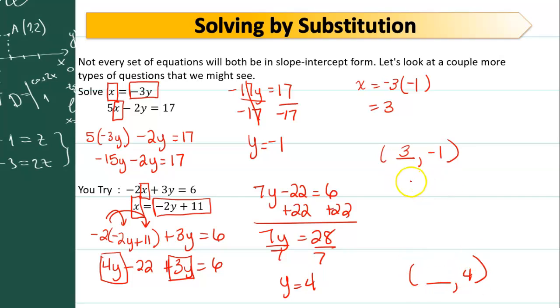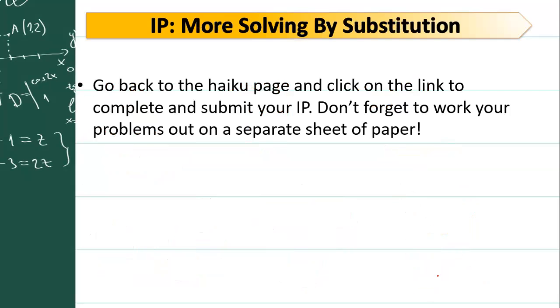Y is 4. Now we need to go back. X is equal to negative 2 times whatever y is plus 11. Well, in this case, y is 4. So negative 2 times 4 plus 11, that's negative 8 plus 11, which is 3. And so you know the x value is 3. Nice job.